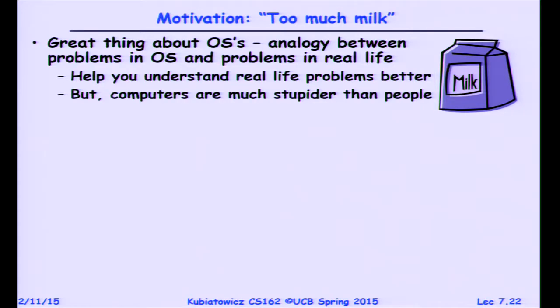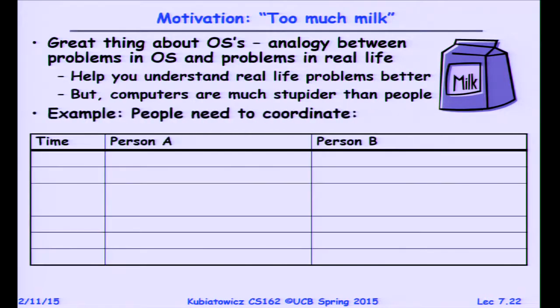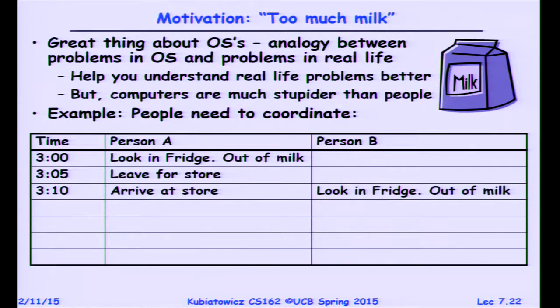So, good thing about operating systems is the analogy between OS and life is closer than you might think sometimes. So, here's the too much milk motivation. This is for all of you that live with somebody else. Okay? So people need to cooperate, and so the trick is make sure that you're never out of milk in the refrigerator. So how does this work? So 3 o'clock, Frank comes home, he looks in the fridge, it's out of milk. He, being a good roommate, goes off to the store to get some milk. Meanwhile, George comes home at 3:10, he's on Berkeley time, and he looks in the fridge and they're out of milk. And so George, also being a good roommate, goes off.